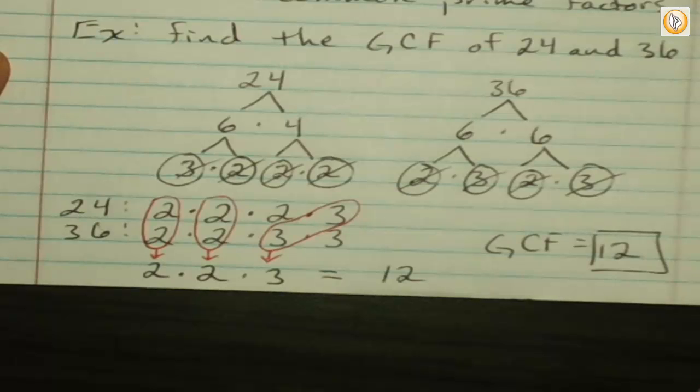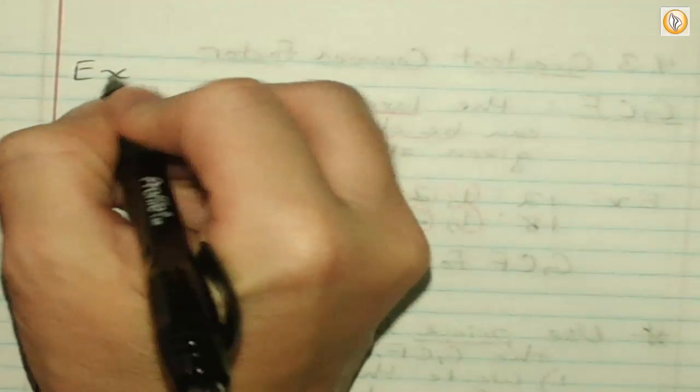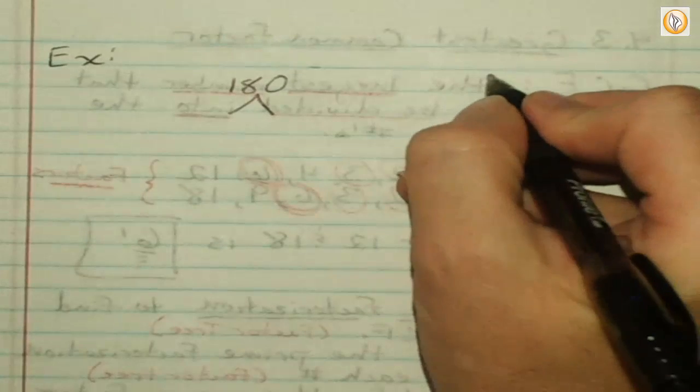Y'all have this down? Any questions? You got it? Okay. Let's do another. This time, let's do bigger numbers. Let's see. 180 and 600.